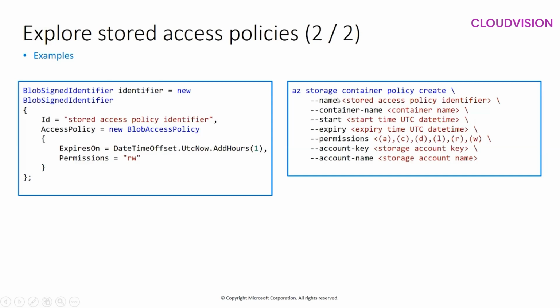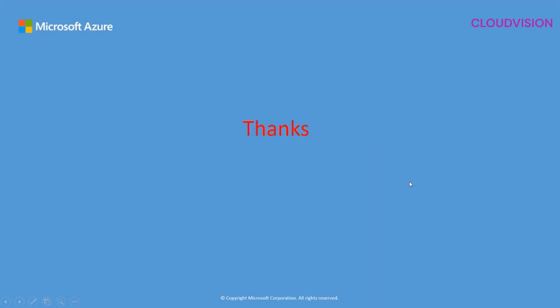Now, when you want to create a policy with CLI, the previous one was with code, with the SDK, and this is with CLI. You can say az storage container policy create. You define the name of the policy, the container with which the policy has to be associated, start time, expiry time, what permission you need, in which storage account this container is available, and what key is used to generate it. So you define the policy with CLI as well. There are multiple ways of generating the policies.